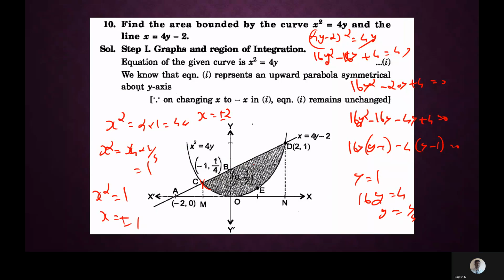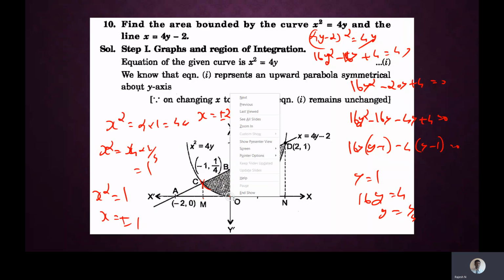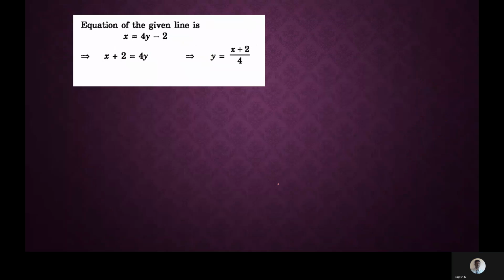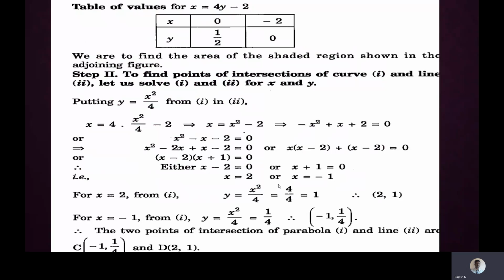Area under the line minus area under the parabola. So area under the line means minus 1 to 0 of line plus 0 to 2 of line, minus minus 1 to 0 of parabola plus 0 to 2 of parabola. So this is the point of intersection only.